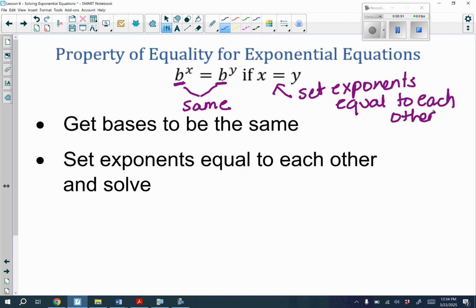Okay, so that's what it says here. So get bases to be the same and then set exponents equal to each other and solve. Now, this is actually going to be one way that we are going to solve exponential equations, because later on we're going to see, well, we cannot always get the bases to be the same, but we're going to practice this first. So make sure, pause this video if you need to get all of this information down, and then we're going to do our first example.